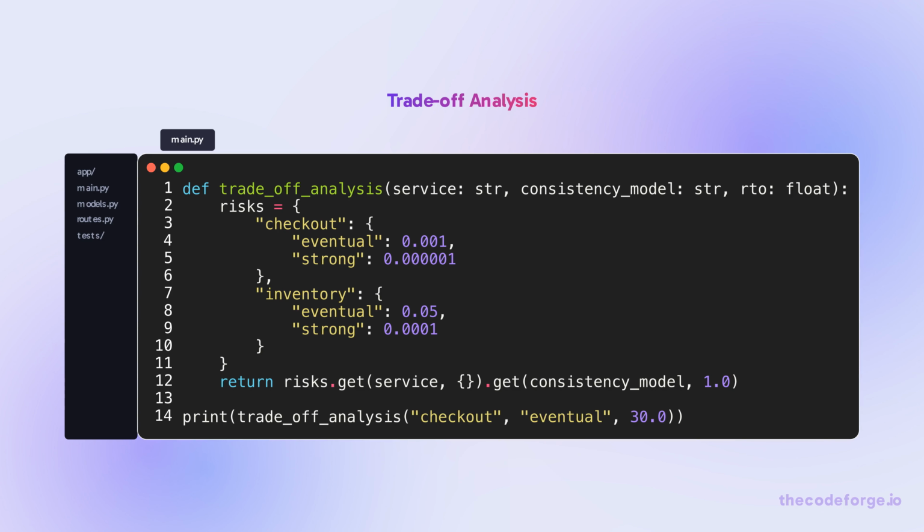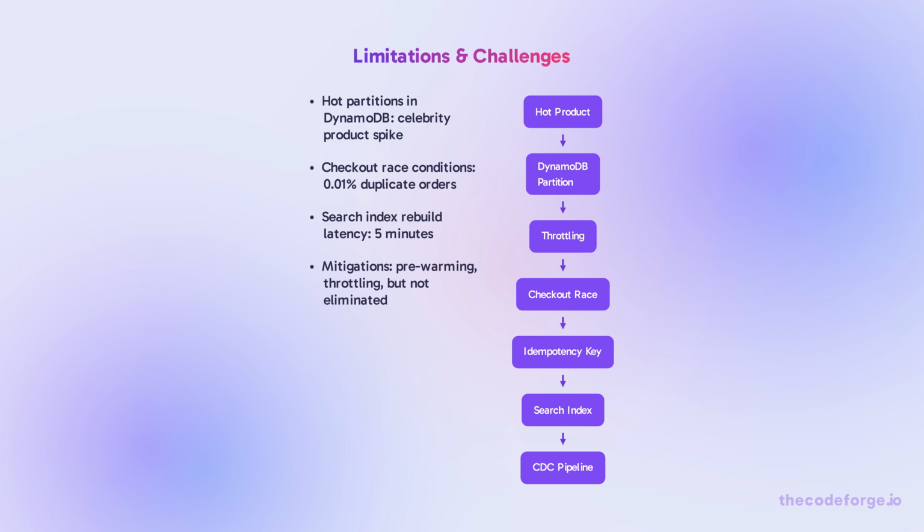This function models the risk of double charge under different consistency models. Picking eventual consistency for checkout causes 0.1% double charge risk. That's millions in losses. Always simulate the financial impact of each trade-off. No system survives production traffic unchanged.